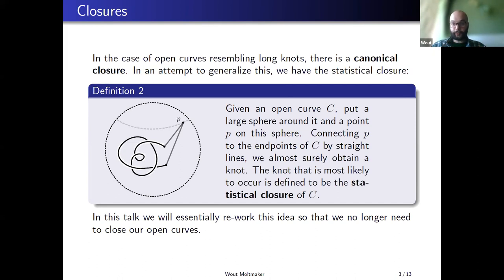What we do is we take our open curve and we put it inside of a large sphere. And then for any point on the sphere, we can connect this point to the open ends to form a closed curve. Almost always this will form a knot, where when I say almost always, I mean with respect to the natural measure on the sphere. Since we have a measure on the sphere, if we let this construction range over all points on the sphere, then we can say which knot is most likely to occur. And then we'd find this to be the statistical closure of the open curve and then study that knot.